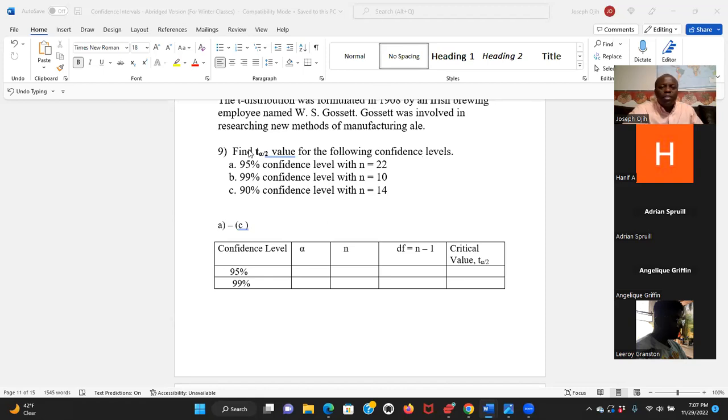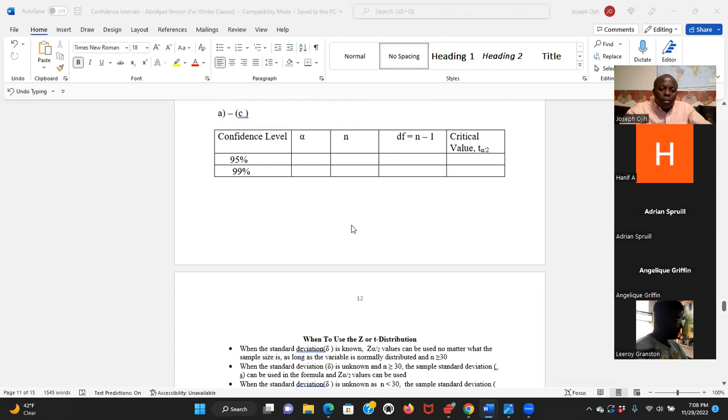Find the t alpha over 2 value for the following confidence levels. 95% confidence interval with n equals 22 samples. 99% confidence level with n equals 10. You can see that in each case n is less than 30. When they say find t alpha over 2, they're asking us to find a critical value. When we did the other sample size, we used z alpha over 2. We cannot use that here, because we're using the t-distribution table.